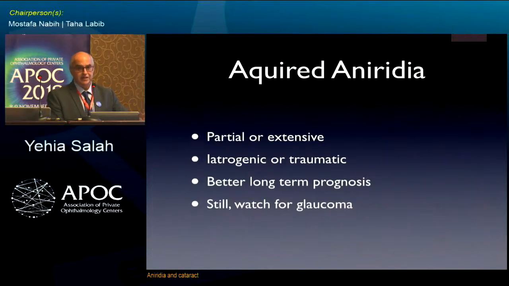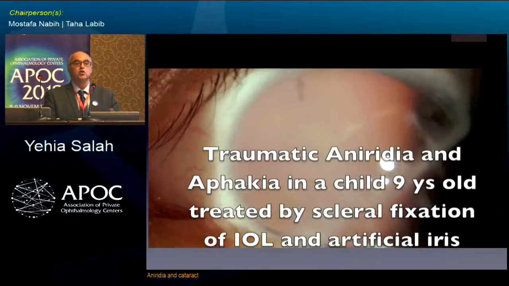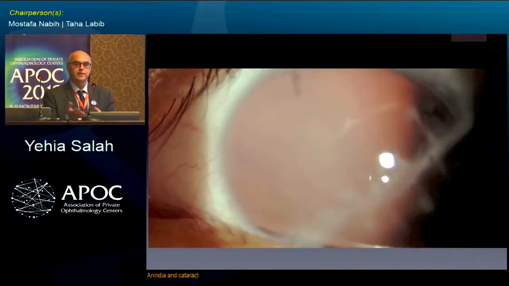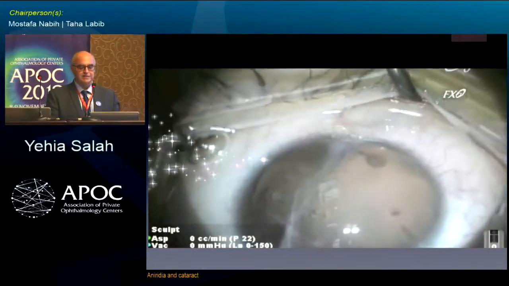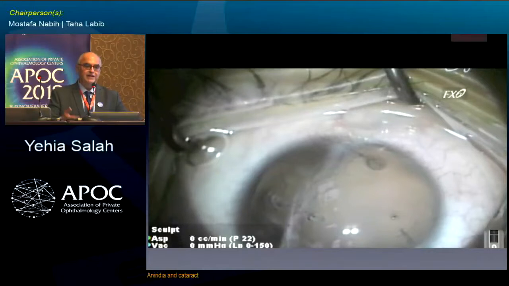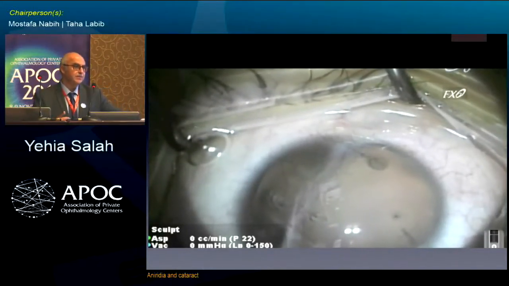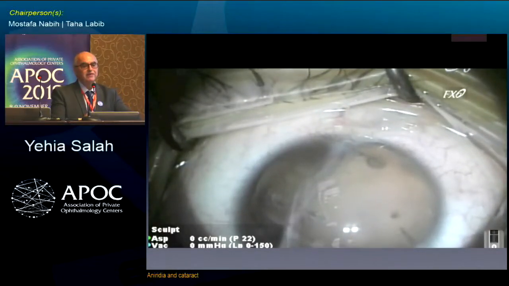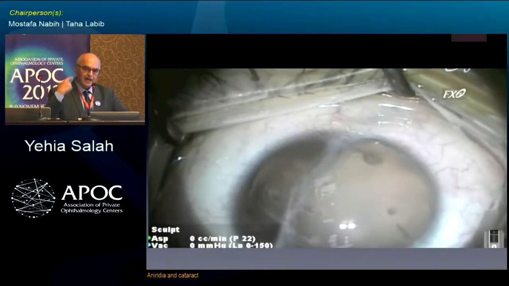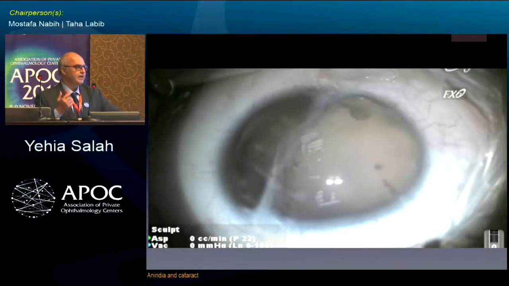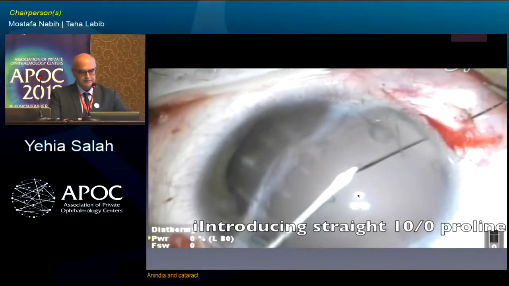Acquired aniridia can be partial, extensive, heterogenic, or traumatic. They have better long-term prognosis. This is a child that we had a ruptured globe. Iris was excised, so he has an acquired aniridia. Aphakia, the cataract was removed at that time at the primary repair, and he was referred. So you have here to correct the aphakia and the aniridia for the cosmetic and photophobic or glare effects.